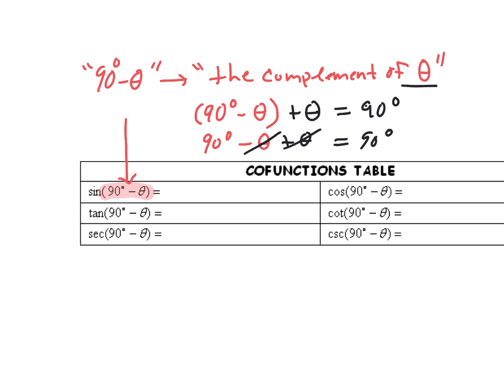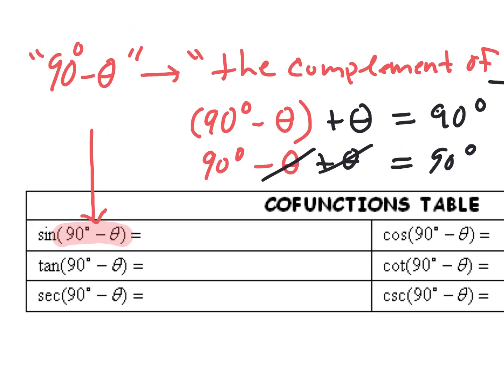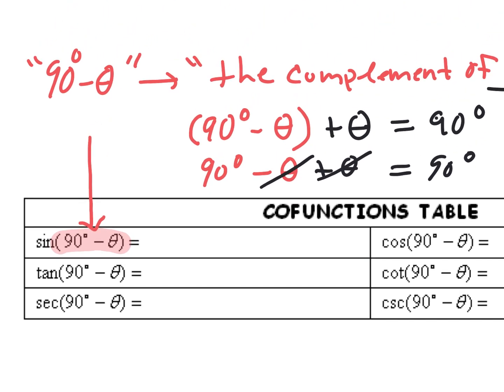So if we extend that then, the sine, sorry, I'm trying to get it all on the screen at the same time. The sine of 90 minus theta is just equal to the cosine of theta, because if I put 90 minus theta and theta together, those numbers add up to 90. Everybody got all that in their notes? It's a lot to jot down.